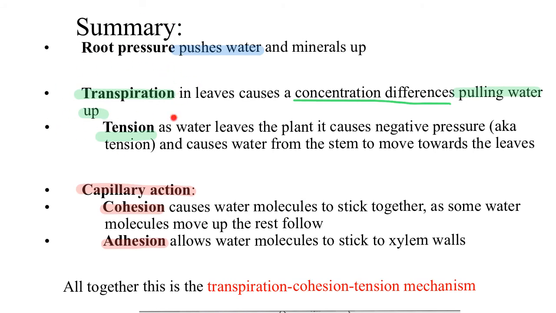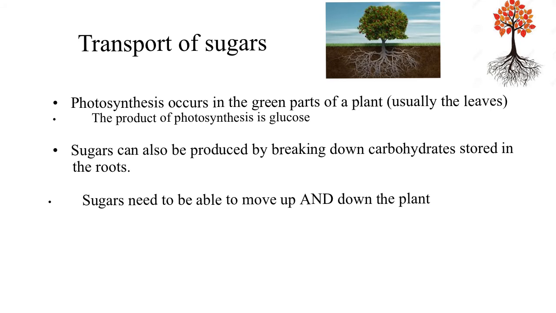Transpiration at the leaves, pulling up, and capillary action allowing those water molecules to stick together and move up the xylem. Altogether, this is our transpiration, cohesion, tension mechanism in plants. So that was the transport of water and also nutrients from the soil into the leaves.